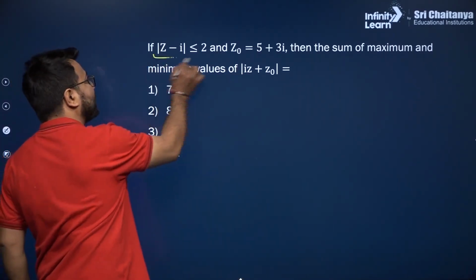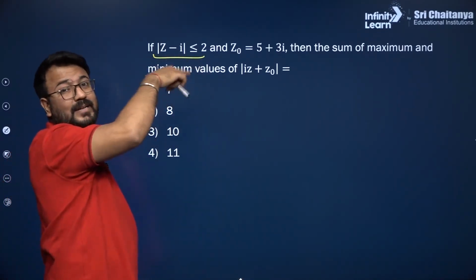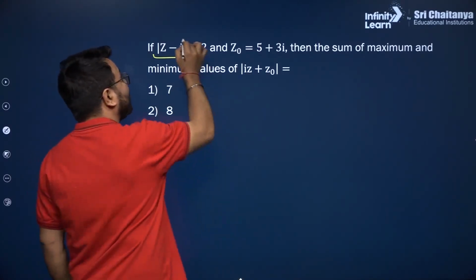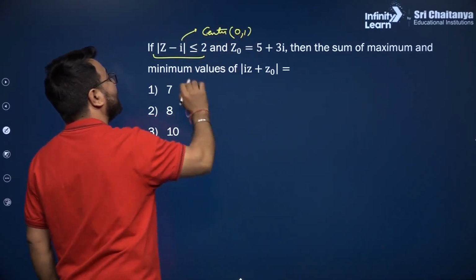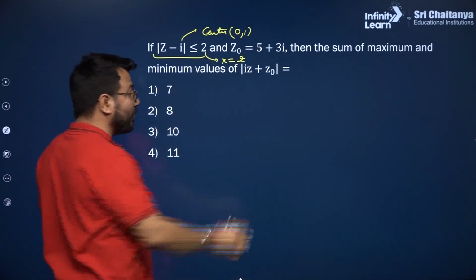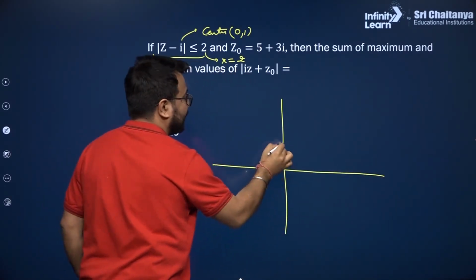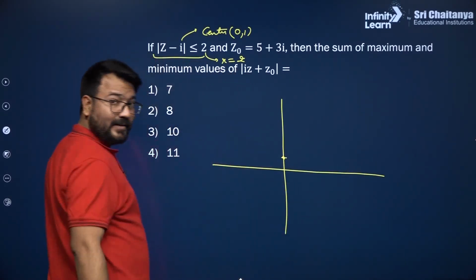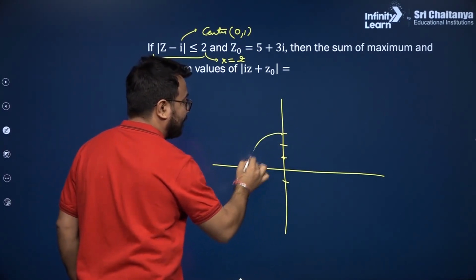If I try to figure out this particular circle, this is the region representing the inside of the circle. What will be the center of that circle? The center of that circle will be 0, 1. What will be the radius of that circle? The radius of that circle will be 2. So if I try to plot it here, suppose here we have 0, 1, I am considering it to be the center, and from this center I am drawing a circle.